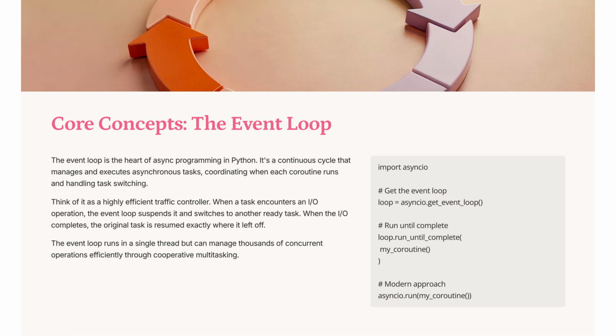The event loop is the core of async programming in Python, managing and executing tasks efficiently. It acts like a traffic controller, suspending tasks during I/O operations and switching to ready tasks. This single-threaded loop handles thousands of operations through cooperative multitasking, ensuring tasks resume precisely where they paused.